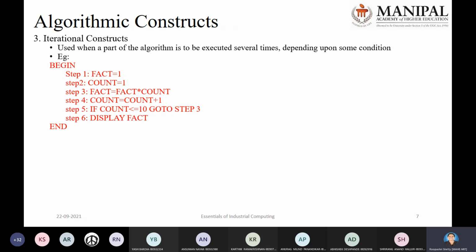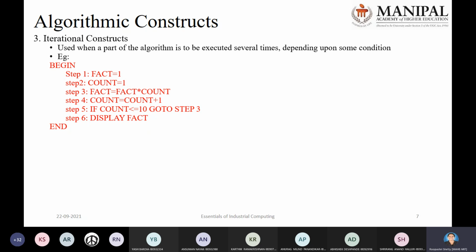The common set of instructions will be executed multiple times depending on the condition you write in step 5 for this example. If the condition is true, go to step 3. After step 3, anyway, it is sequential. It comes to step 4, it comes to step 5. In step 5, you check for the condition. Again, you execute step 3.